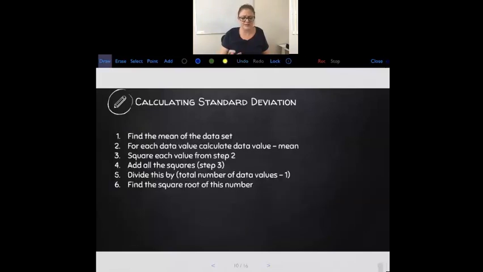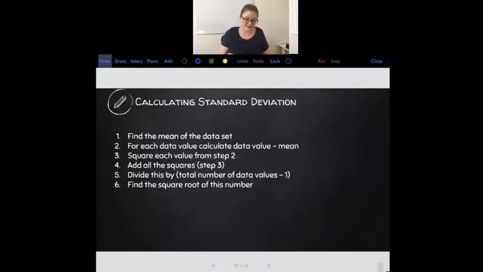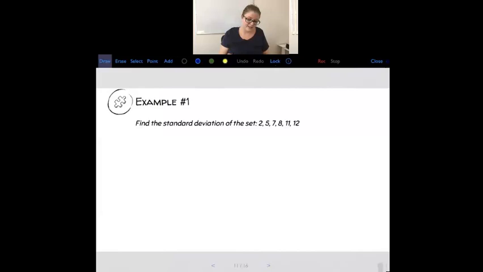Once you find the mean, you take each data value, subtract the mean from it, and then you square that number. You add all of those squares together, which is what sum of deviations from the mean squared is referring to. You divide this by the total number of data values minus 1, and then lastly, take the square root of that number. So we have a data set here: 2, 5, 7, 8, 11, and 12.